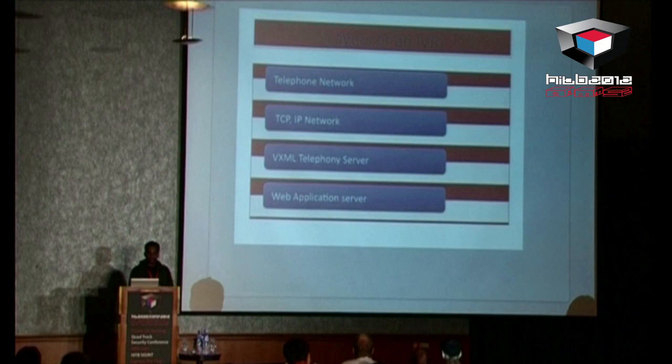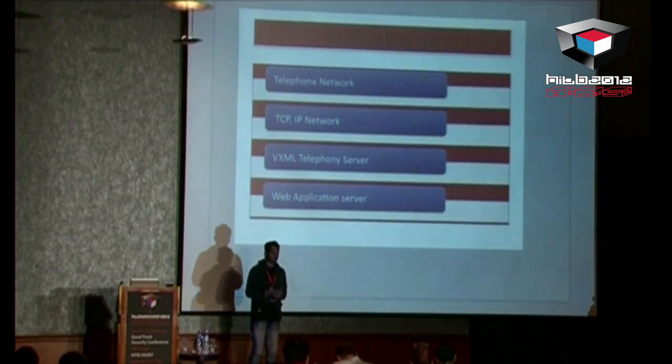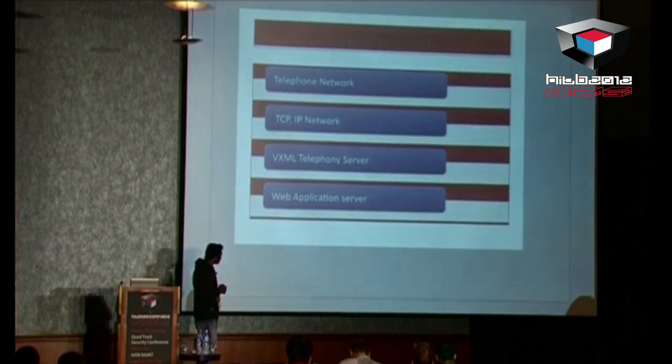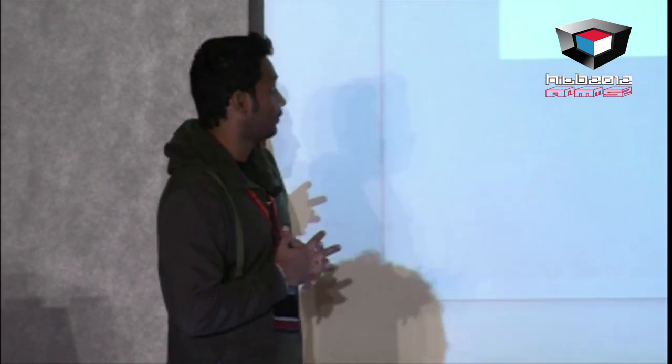So these are the different layers of an IVR application. We have the telephone network, which is everything that takes your call to reach the bank on the other end. Then we have the TCP/IP network. Let's say we have an IVR application inside, and it's a web application. It's a basic general TCP/IP network which interconnects other computers together. And then we have the main one, the VXML telephony server. VXML stands for voice XML. This is the server which hosts the IVR application. The CXML and VXML code would be residing in these application servers, the voice XML telephony servers. And then we have the web application servers.